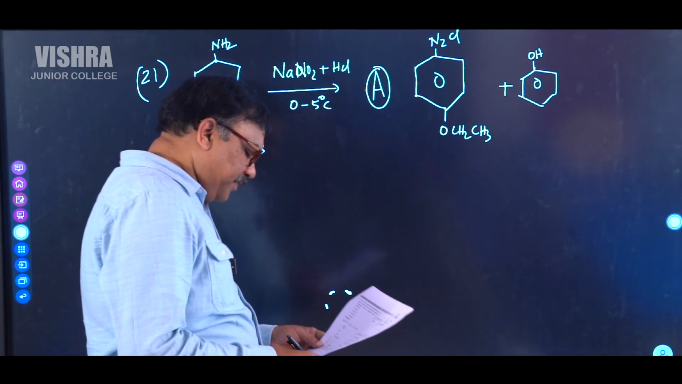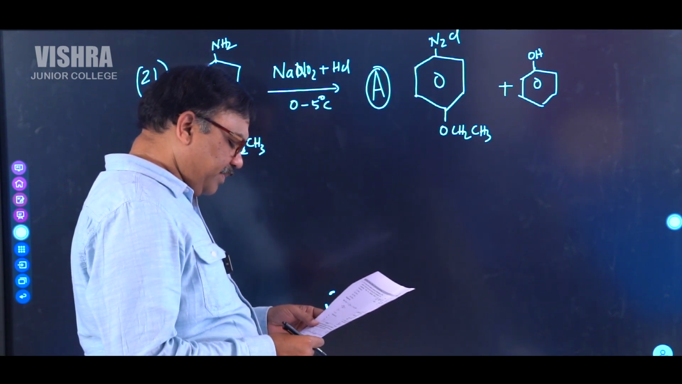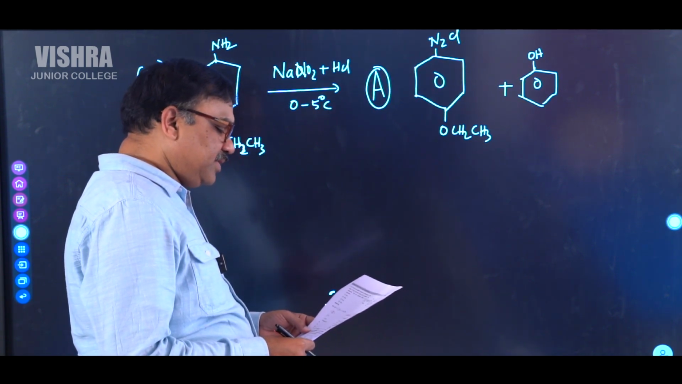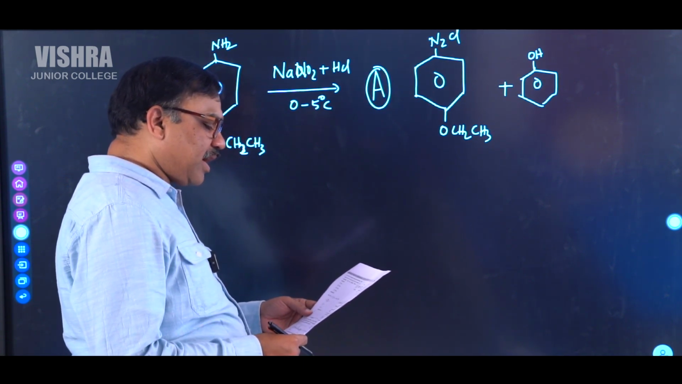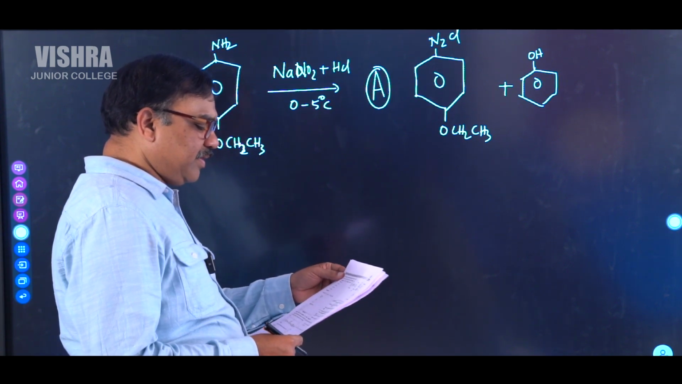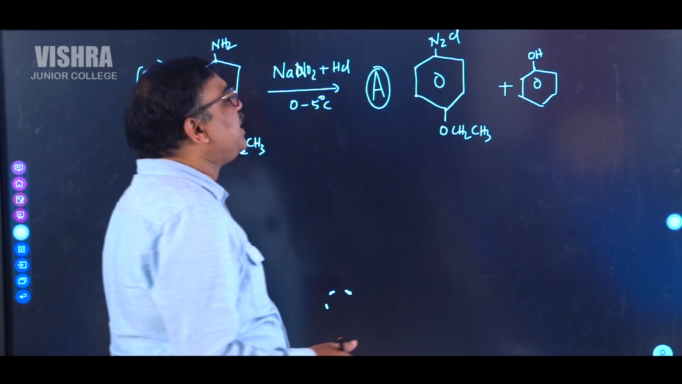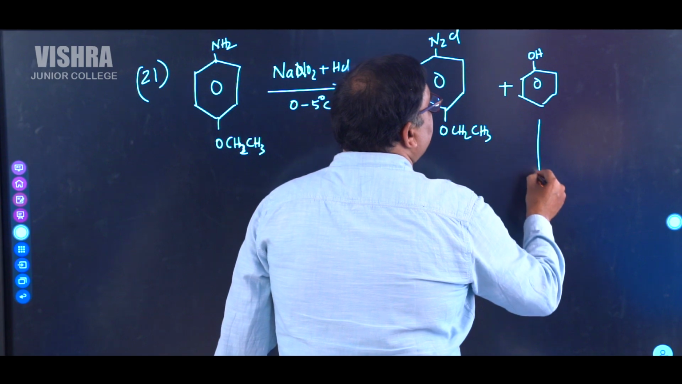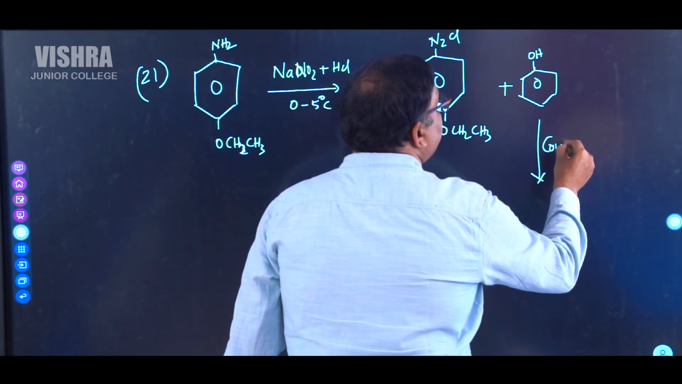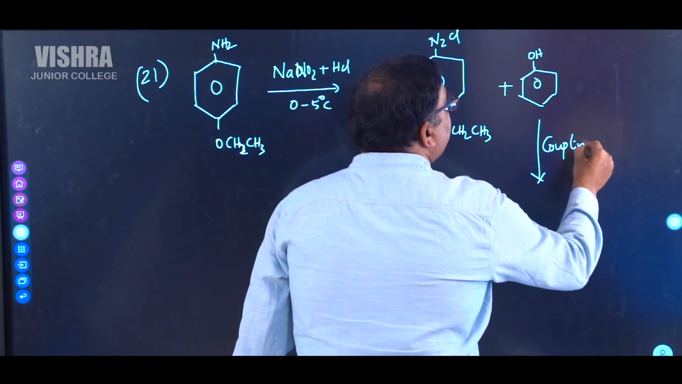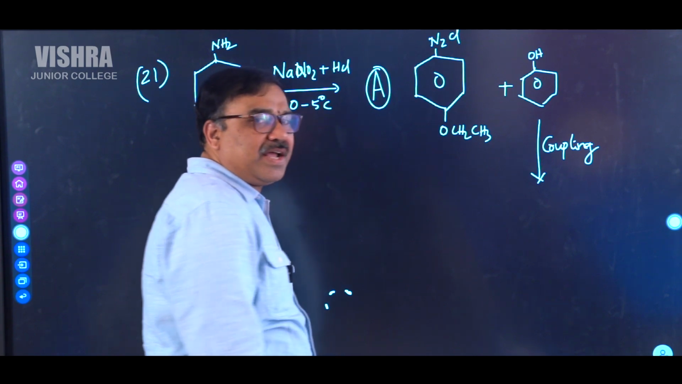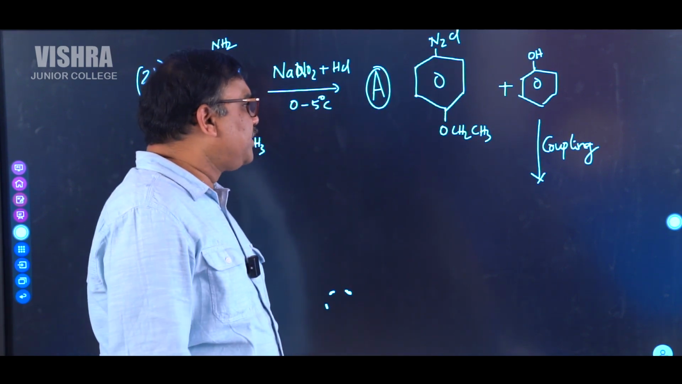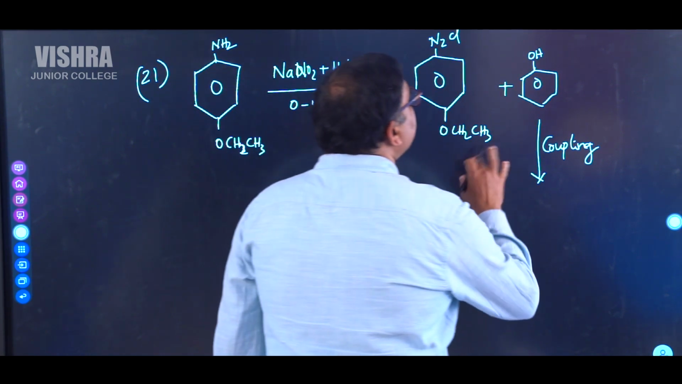If they are adding phenol, what happens at a pH of 8? This one will give a coupling reaction. So, we are doing coupling. This is known as the coupling reaction. It is in our NCERT book. So, what happens to this?